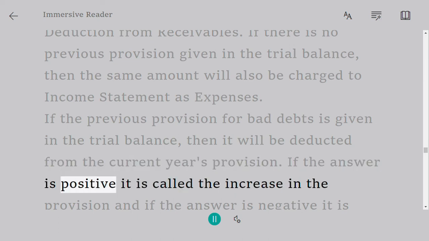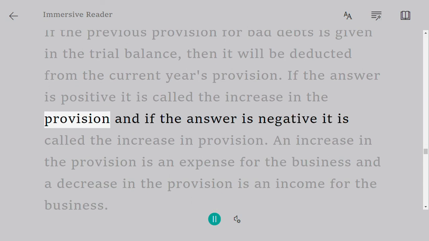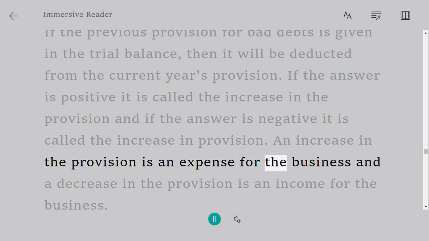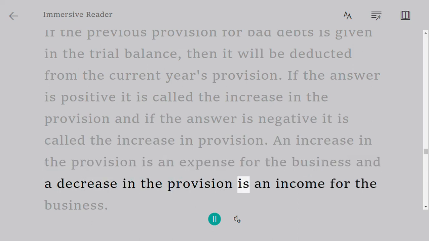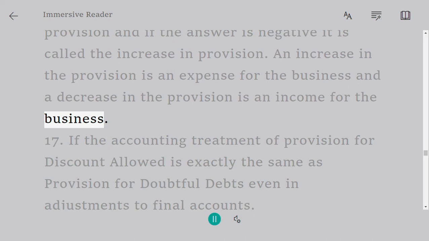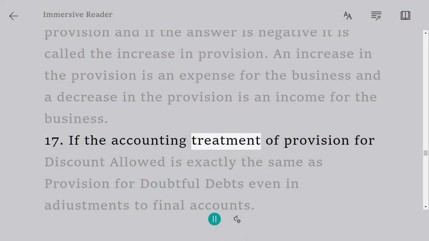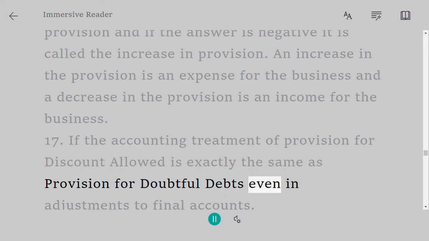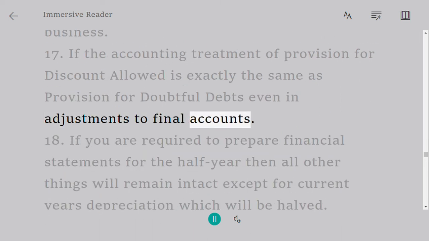If the answer is positive, it is called the increase in the provision, and if the answer is negative, it is called the decrease in provision. An increase in the provision is an expense for the business, and a decrease in the provision is an income for the business. 17. The accounting treatment of provision for discount allowed is exactly the same as provision for doubtful debts even in adjustments to final accounts.